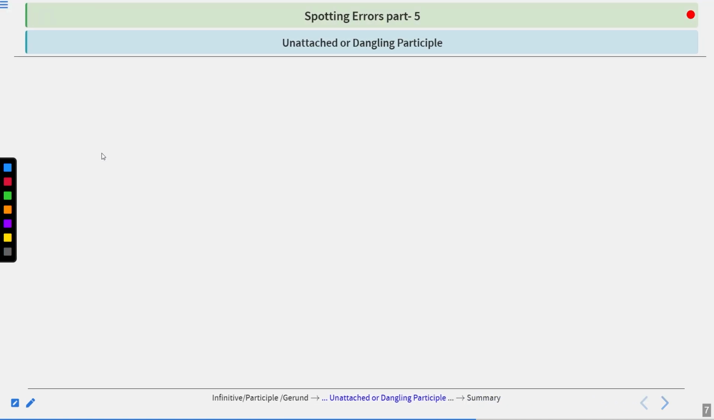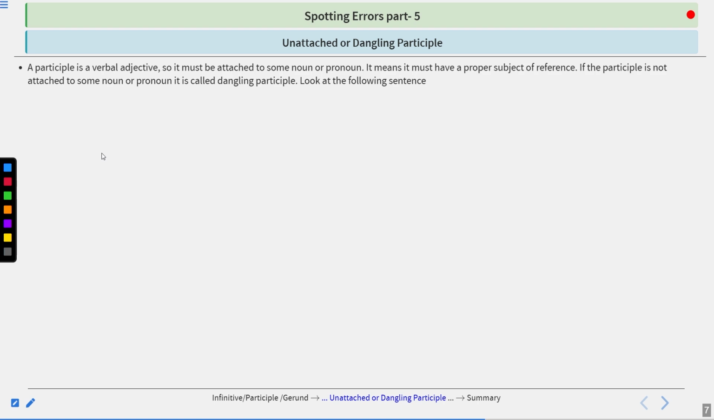Unattached or dangling participle. A participle is a verbal adjective, so it must be attached to some noun or pronoun. So a participle is a kind of adjective. It should be attached or must be attached to some noun or pronoun. It means it must have a proper subject or reference. If the participle is not attached to some noun or pronoun, it is called dangling participle or misplaced participle, you can also say. Look at the following sentence to understand better.